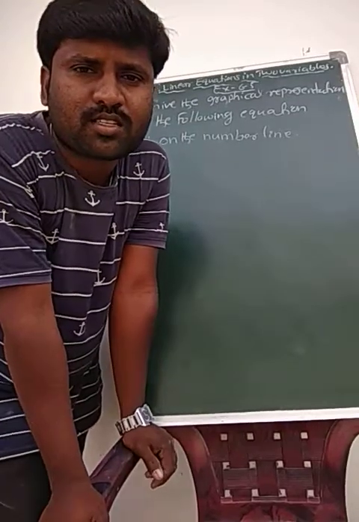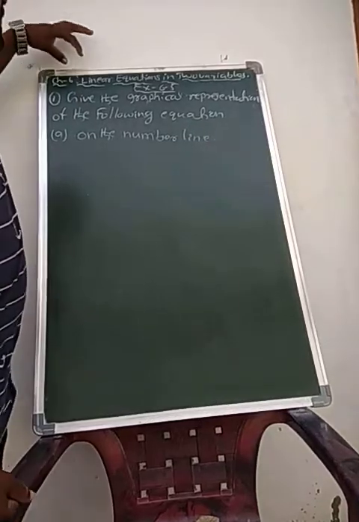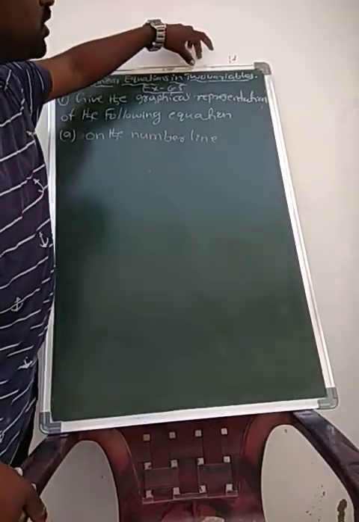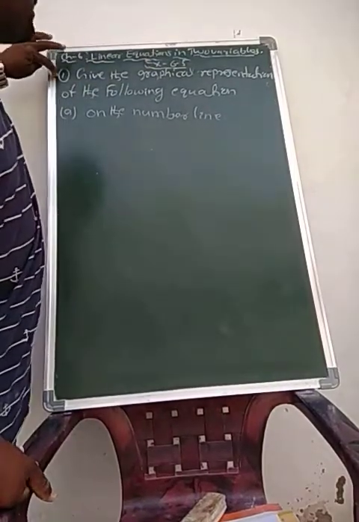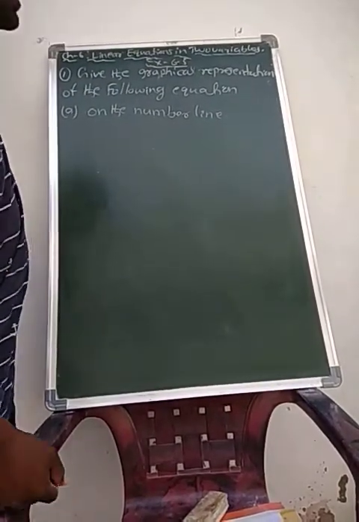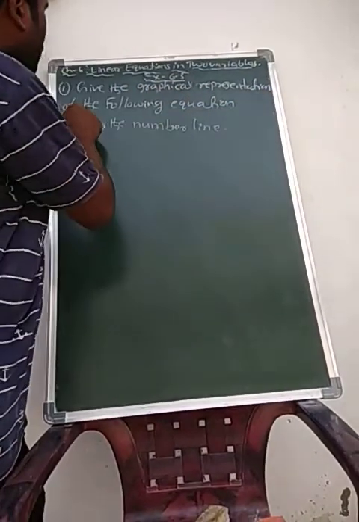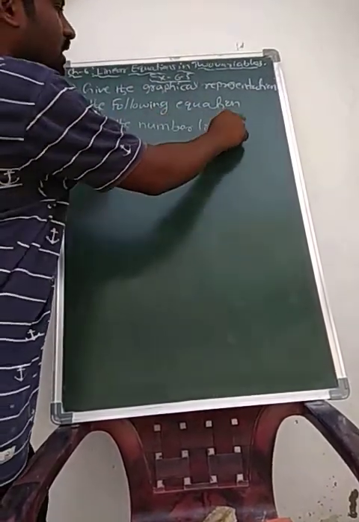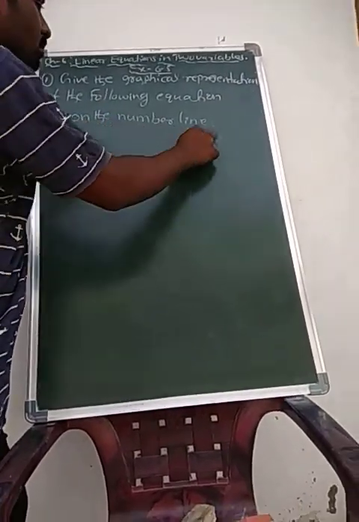Good afternoon, students. Today we are going to discuss chapter 6, linear equations in two variables. In exercise 5, the first question: give the graphical representation of the following equation. In question A, on the number line.